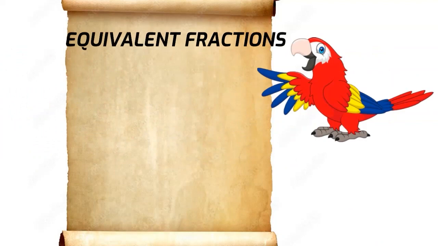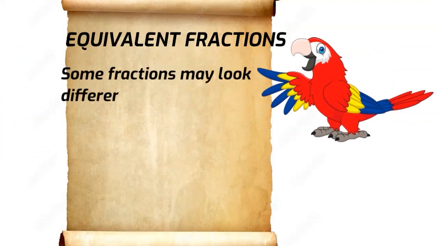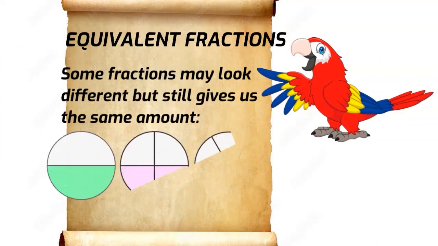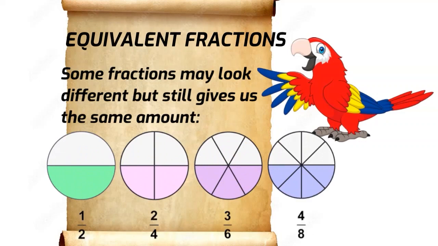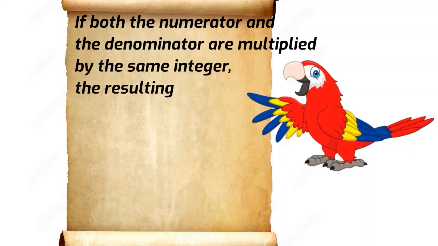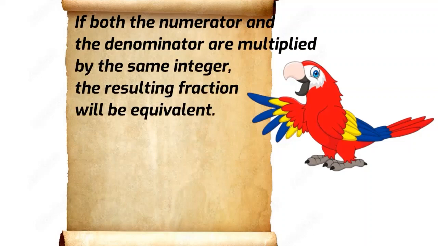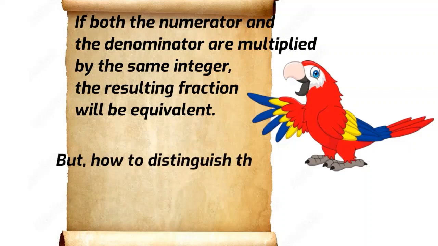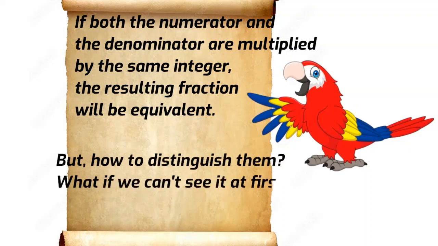Now, let's look at equivalent fractions. Some fractions may look different but give us the same amount. As you may see in this example, we have 4 different looking fractions but they all indicate the same amount of the circle. If both the numerator and the denominator are multiplied by the same integer, the resulting fraction will be equivalent. But, how do we distinguish them? What if we can't see it at first glance?